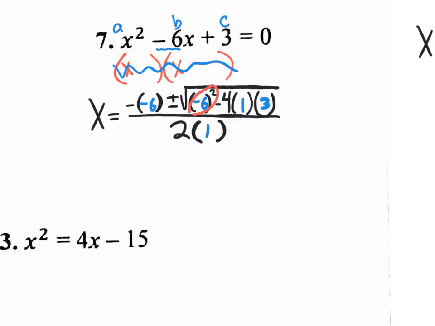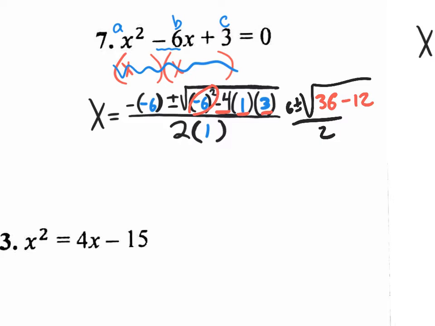Negative 6 squared, that's positive 36. So I have a 36 that I write on the side. And then I go, what's minus 4 times 1? That's minus 4 times 3, that's minus 12. So I really have a minus 12 right there. I'm almost done with my discriminant. And yes, I have a positive 6 plus or minus right in front of it. And yes, I have over 2 on the bottom.